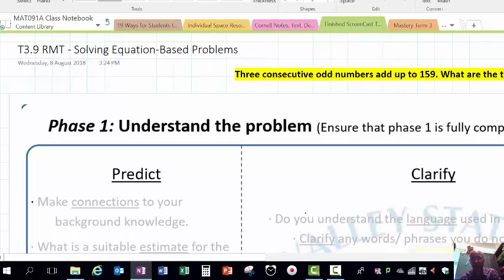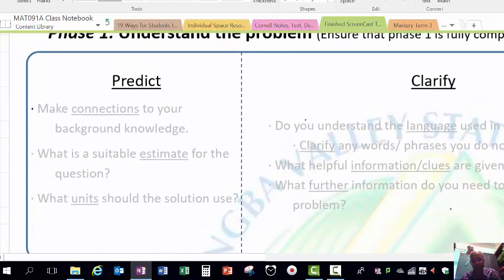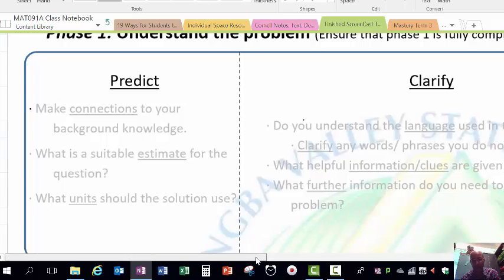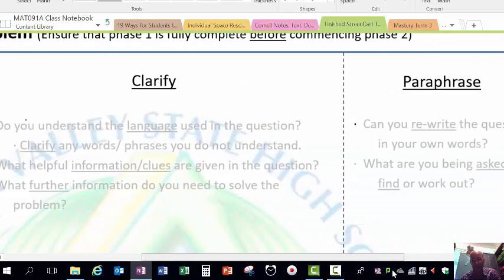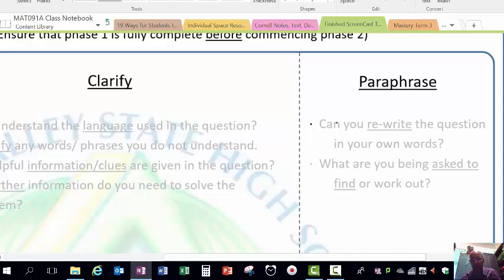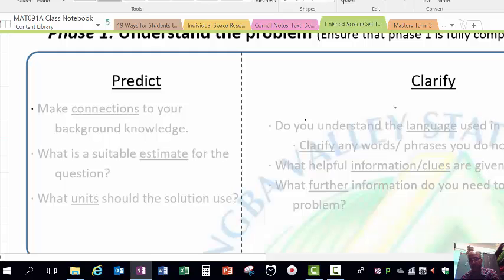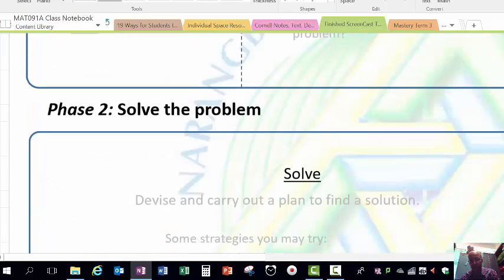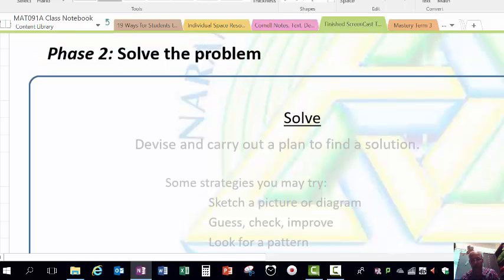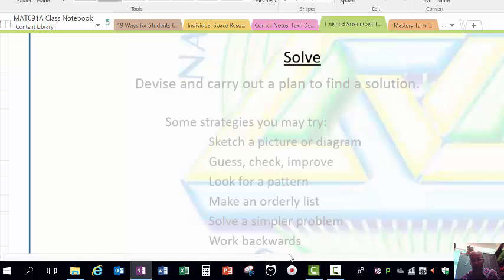We want you to learn more efficient and more precise and sophisticated methods in maths. That's part of the point of learning maths. And the first phase is to predict, then the second phase is to clarify. In other words, when you've clarified it, you'll be able to paraphrase, which means write it in your own words. After that, we do the math. We solve. So we can see solve, we carry out, we come up with a solution after we've chosen a strategy or come up with a strategy. In other words, a plan of attack.